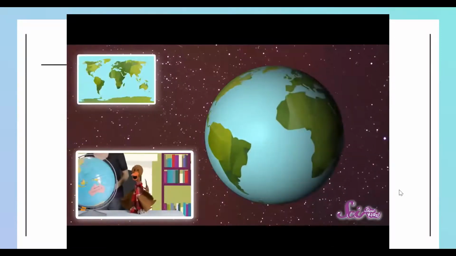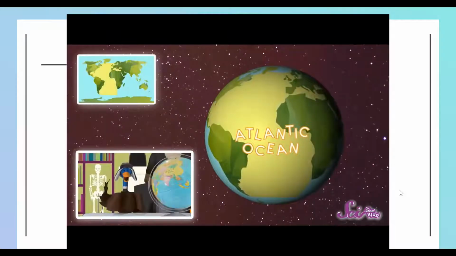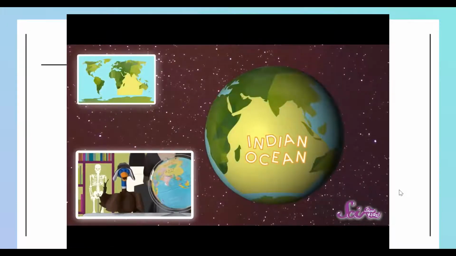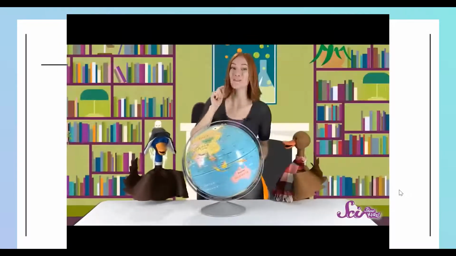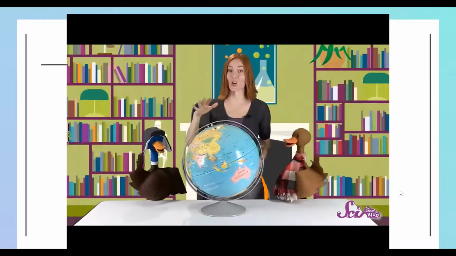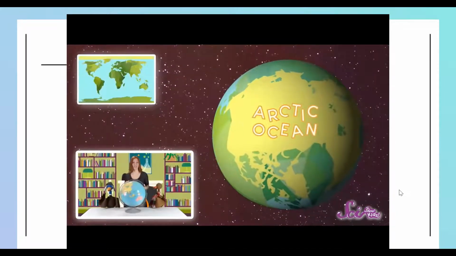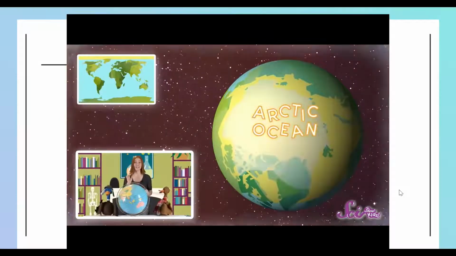On the other side of the Americas is the Atlantic Ocean, the planet's 2nd largest ocean. The next biggest ocean is the Indian Ocean, below Asia and in between Africa and Australia. You're right! And another major ocean is up here at the top of the world, where there's no land, just water. This is the Arctic Ocean. The Arctic Ocean doesn't look much like the others in real life. That's because most of the time, it's covered in ice.